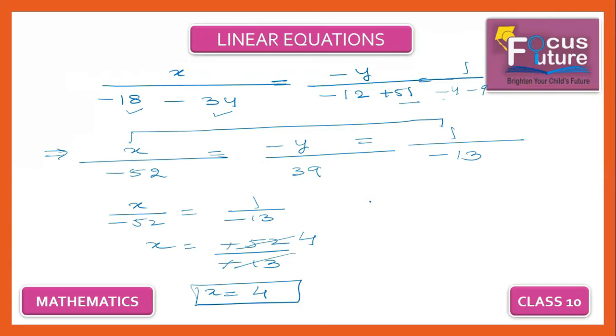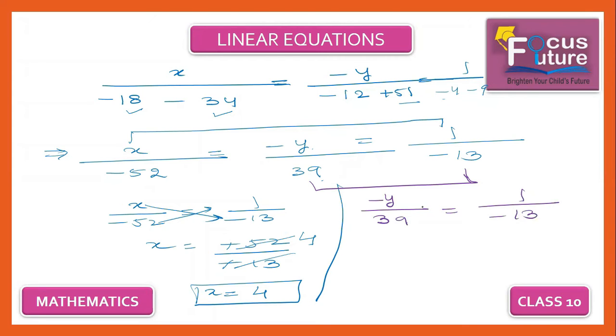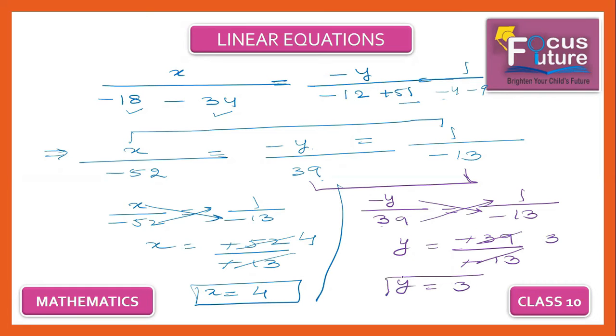Now let us calculate y. Now for calculating the y part, you would compare this and y and the constant. So this would be minus y divided by 39, that is equal to 1 divided by minus 13. Just cross multiply this. So y is equal to minus 39 divided by minus 13. Minus minus would cancel out. 13 3s are 39. So y is 3. This way you got the value of y as 3, right?